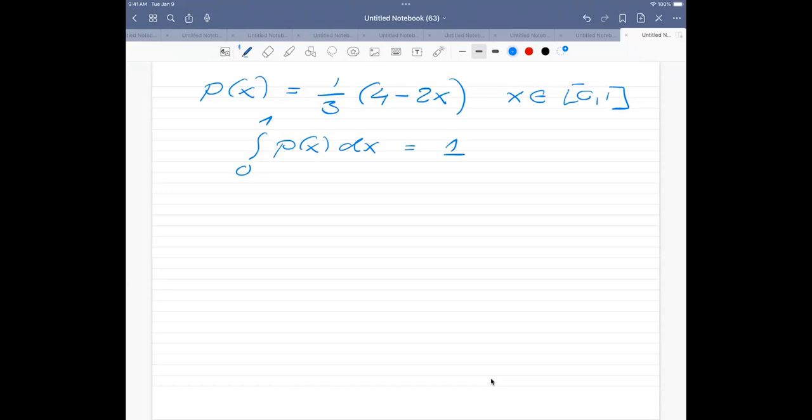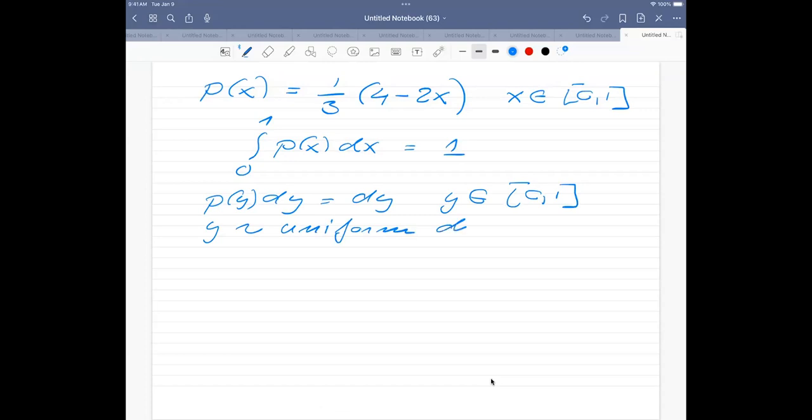Now, what I could do now is to define a new distribution. I can relate this to the uniform distribution. So what I could say now is that I have the uniform distribution for P of Y of dY, which is dy. So Y now is also a variable between 0 and 1. And it's given by the uniform distribution. So Y follows the uniform distribution. So I'm just inverting X and Y here. And you will see why I'm doing that.